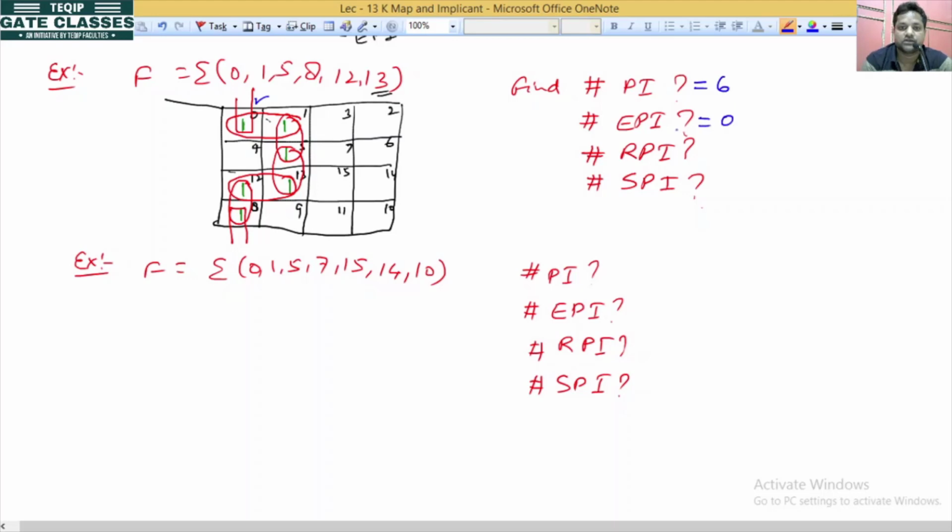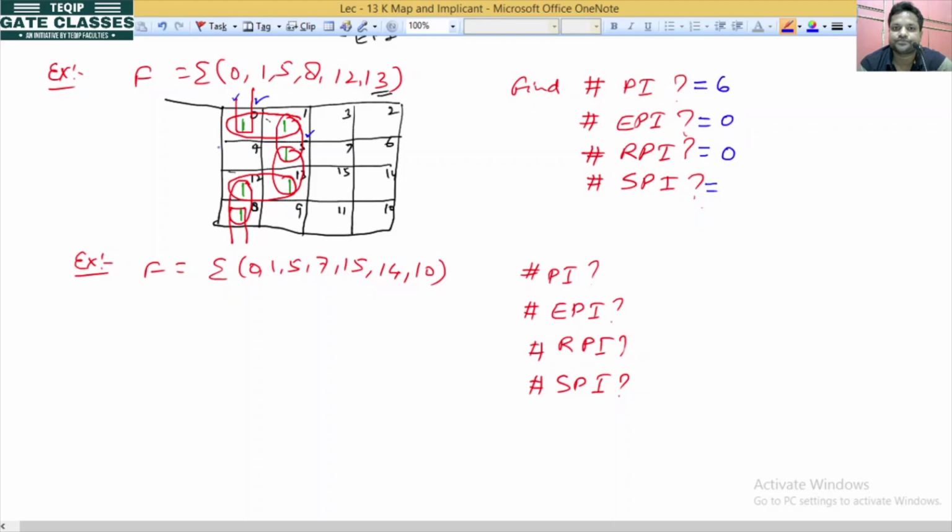0. None here is EPI, because if you consider this group, this one is covered by this group, and this one is covered by this one. So it is not EPI. Similarly, you can check the remaining also. So how many RPI is there? Since we don't have any EPI, all the cells are covered by other PIs. When we don't have any EPI, how do we form RPI? So RPI we cannot form, so it will be 0 also.